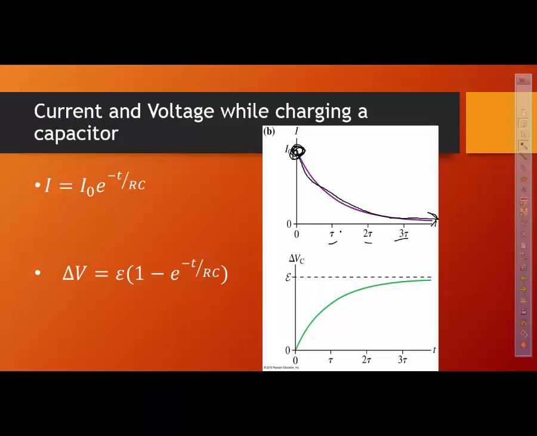continually decrease. The potential, this represents the potential difference across the capacitor plates, follows the opposite trend, where right when you close the circuit there is no potential difference, and it increases across the plates of the capacitor until it reaches the EMF listed on the battery.